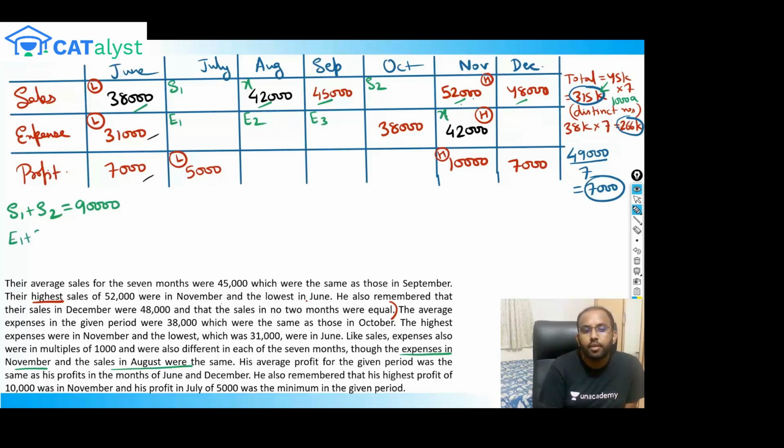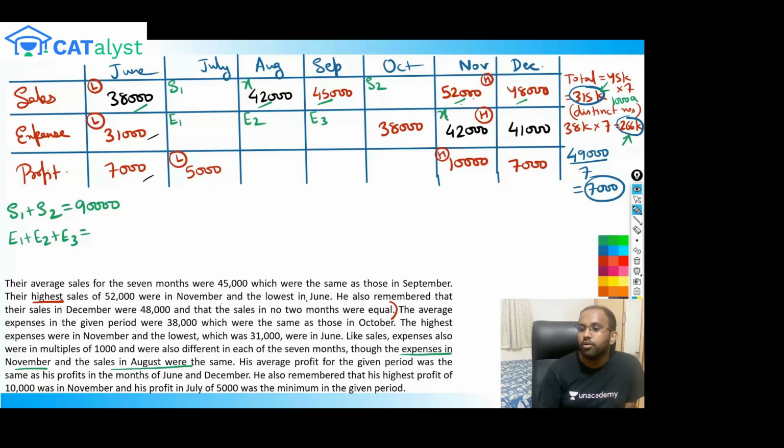Okay, E1 plus E2 plus E3. 3 blanks here, right? Here, see, 3 blanks, total is 266k. Fine. In that we have used how much? Oh sorry, I can fill here also, no? I can fill here 41,000, right? Yes, I can fill this 41 here also.